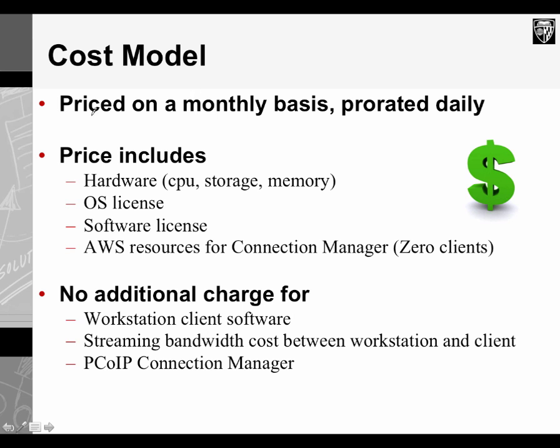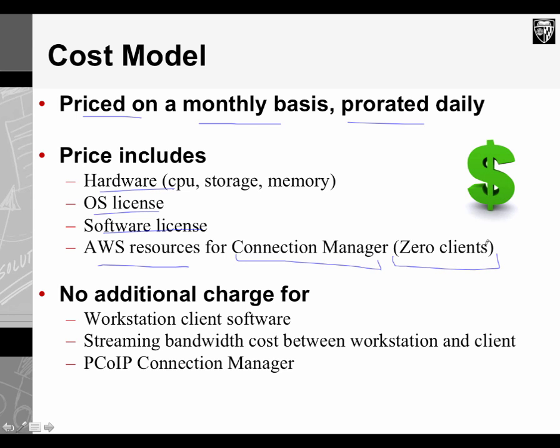In terms of cost model, you're priced on a monthly basis, prorated daily. So if you use the service only for 7 days, you'll be paying only for 7 days. The price includes, of course, the hardware, the operating system, the software license, which is the Office license, part of the Plus bundle. And also you may have to pay for AWS resources that are used for Connection Manager, which is for zero clients. Now, when you're using zero clients, you do have to launch something called the Connection Manager. I didn't talk about that.